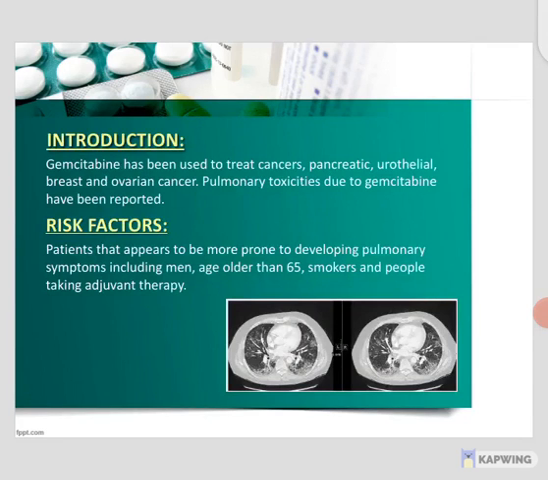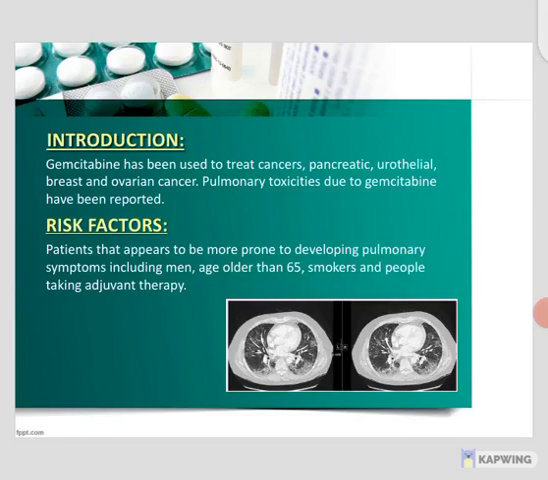First of all, I want to discuss what gemcitabine is. Gemcitabine is a pyrimidine analog used to treat cancers: pancreatic, urothelial, breast and ovarian cancer. Pulmonary toxicities due to gemcitabine have been reported. Risk factors related to gemcitabine.